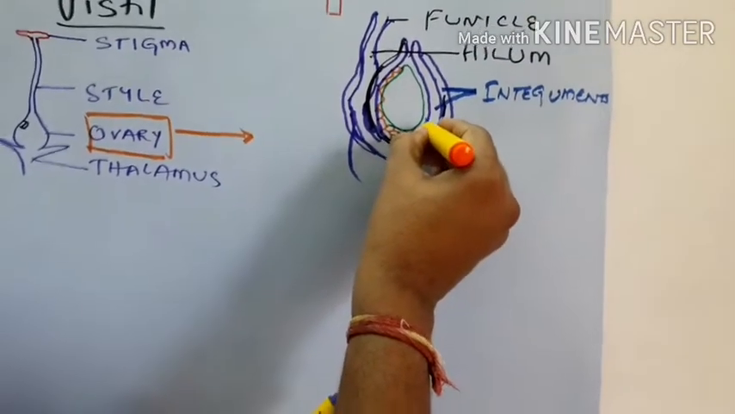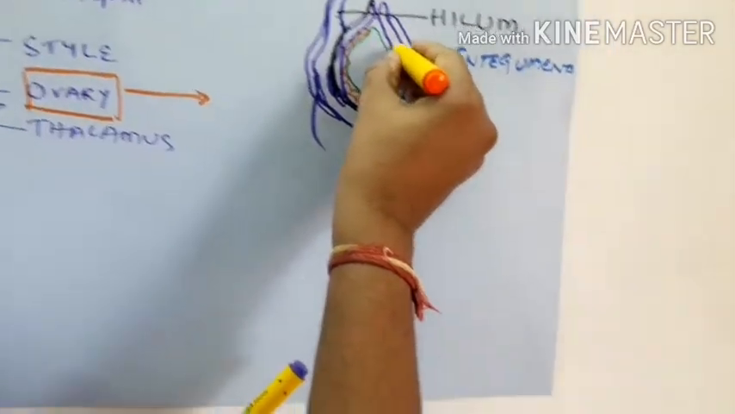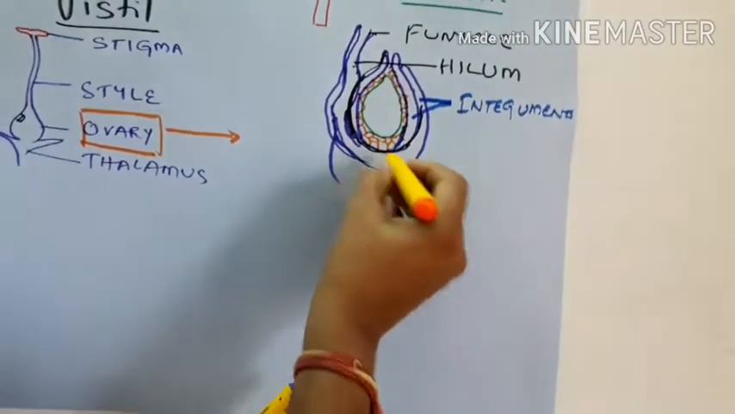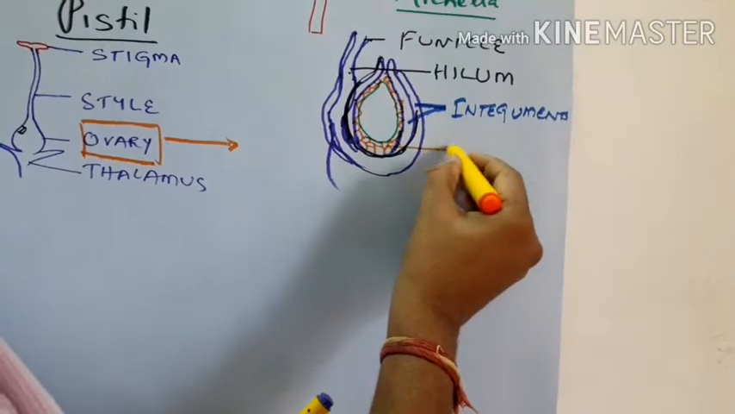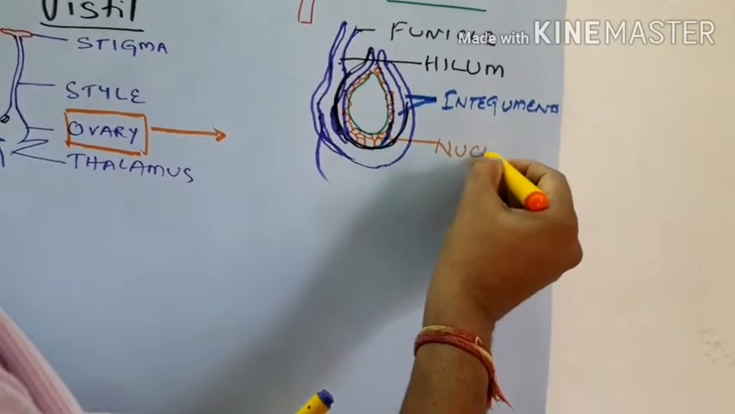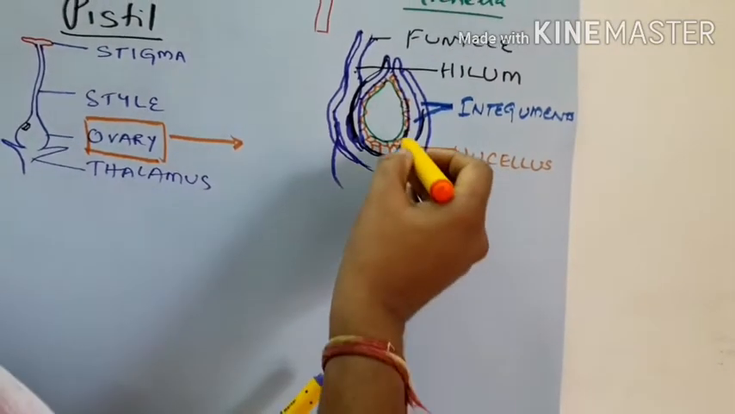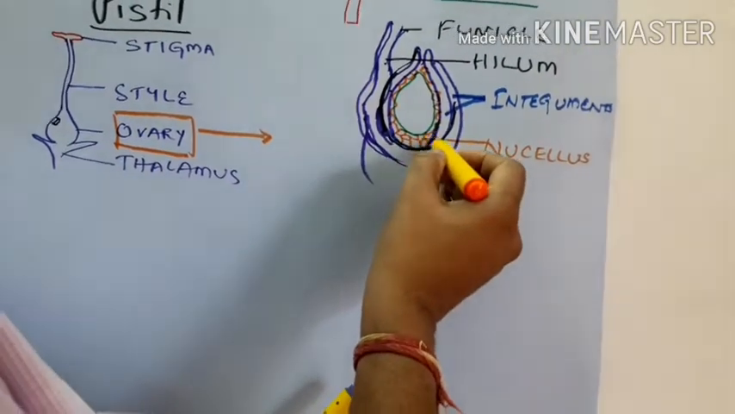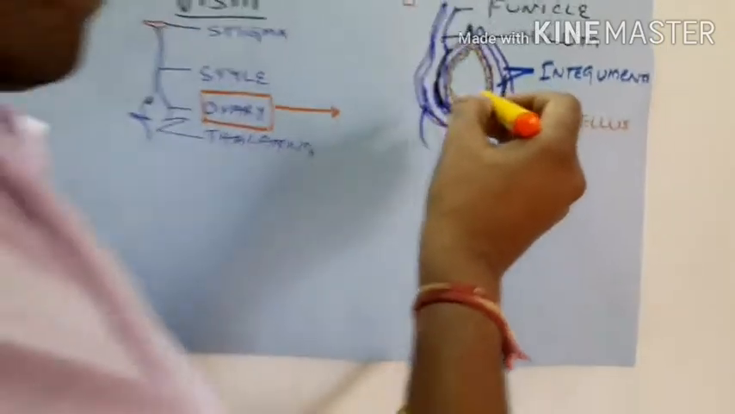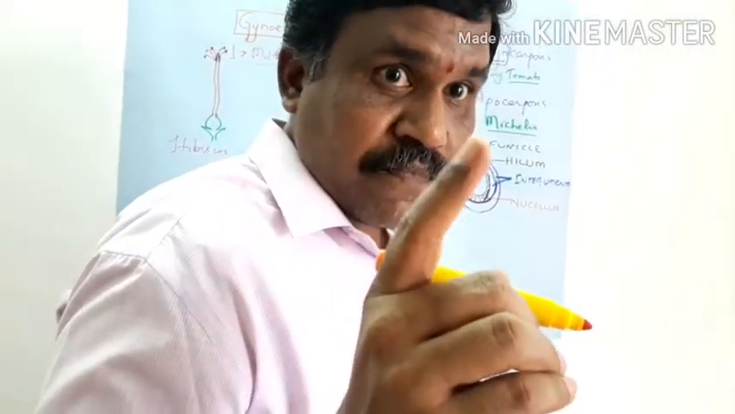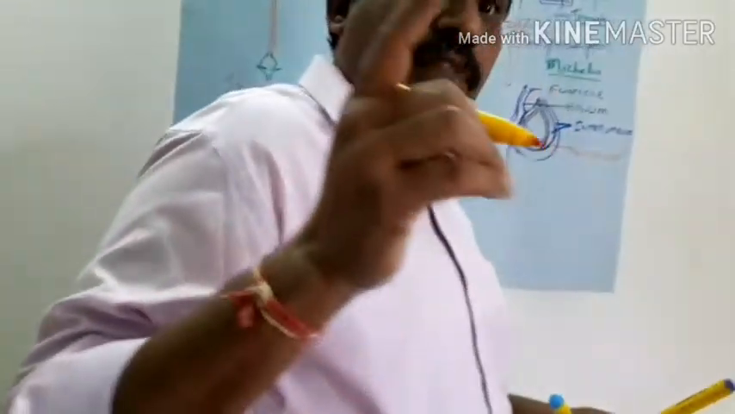There is a tissue that is formed, which is present inside the inner layer, right? The name of this tissue is called nucellus. This is called nucellus, right, children? So this nucellus is the one which actually helps in the development of the megaspore. Okay, the development of the megaspore.